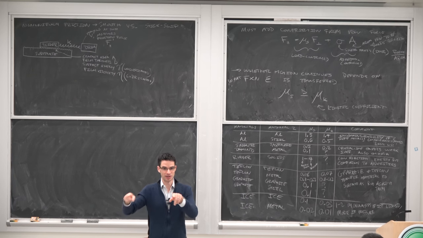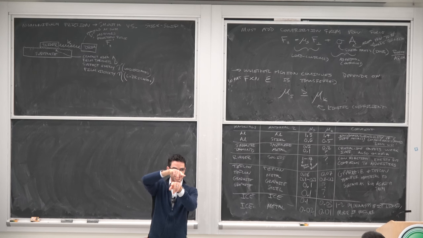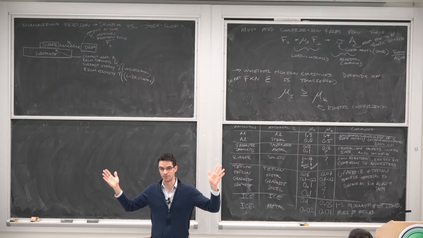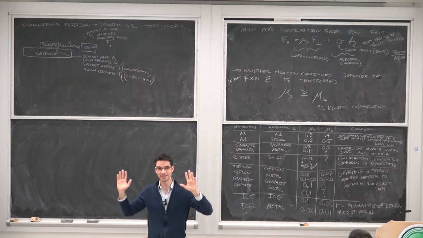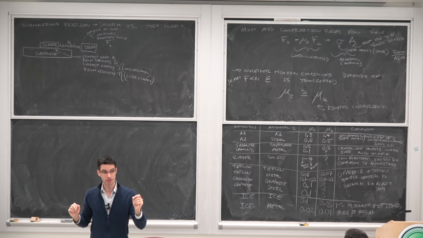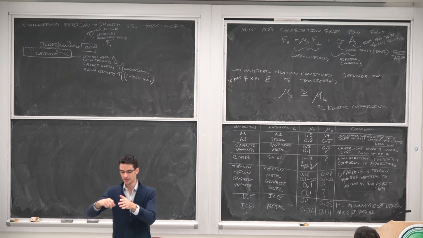I erased the drawing, but that's like going over one atom at a time, perfectly commensurate surfaces. That's as smooth as it possibly gets, unlubricated sliding.